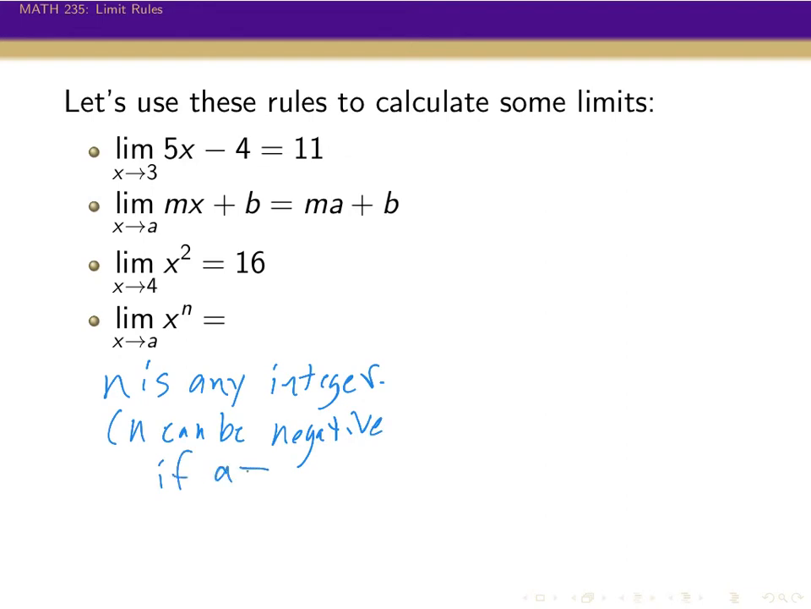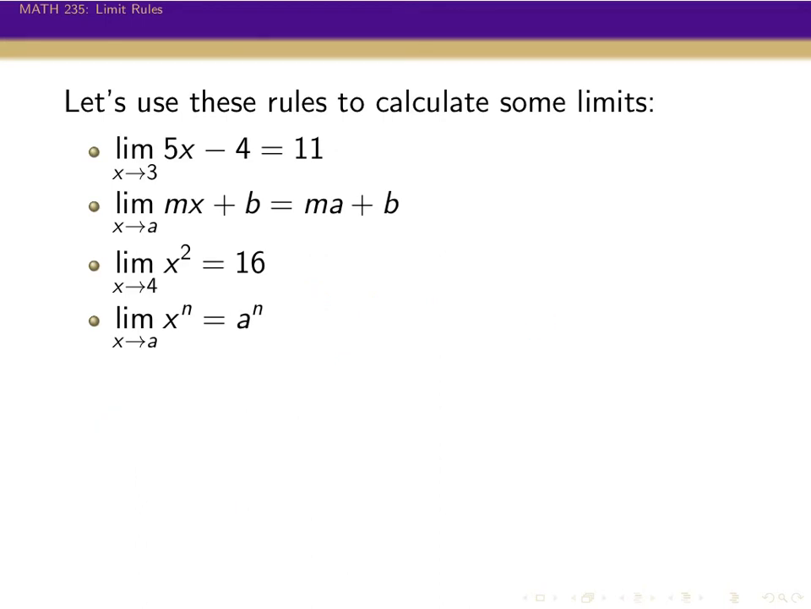If a is not equal to 0, so we can divide. This is going to work out to be exactly what we want it to be, right? X to the n, really we're just multiplying x together n times. And so this is going to be equal to the limit as x goes to a of x raised to the nth power. And the limit as x goes to a of x is just a to the n. And so we get exactly what we'd expect, a to the n out of this.